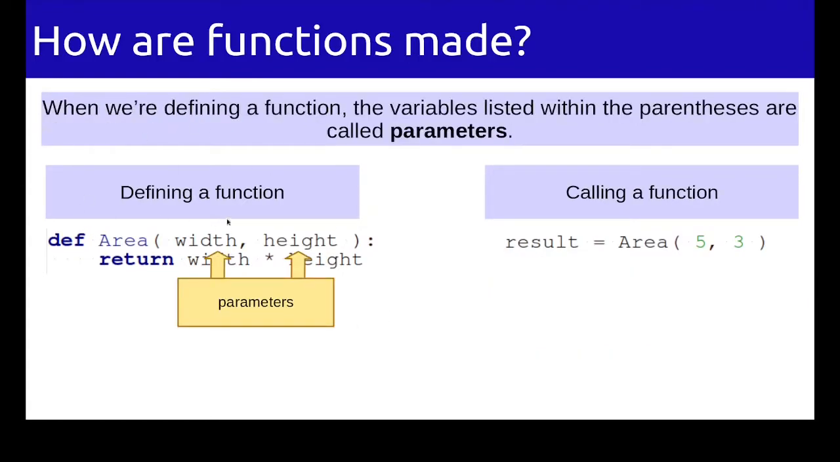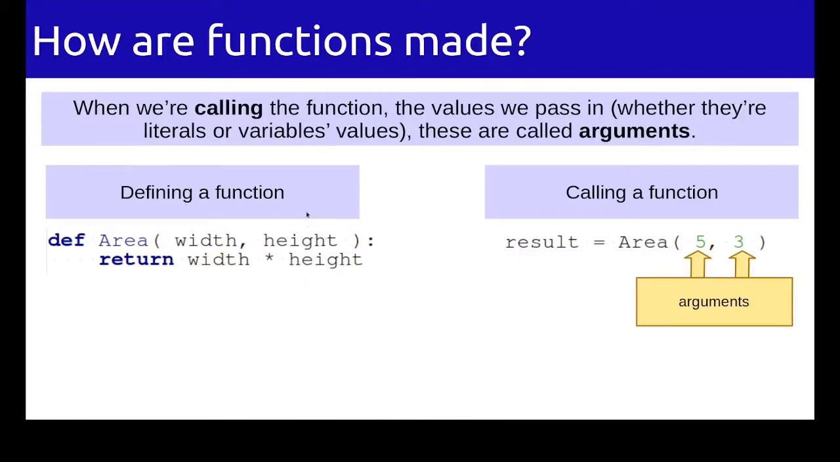Okay, so when we are defining a function, when we have these inputs, these are variables, but they're also known as parameters. These are inputs that we are expecting to receive when the function is being called. We need width and height. When we're calling the function, the values we pass in that will be copied over to the corresponding parameters, these inputs are called arguments. They're the values that will be copied.